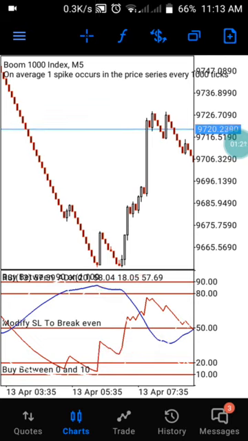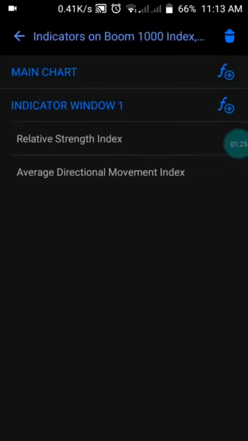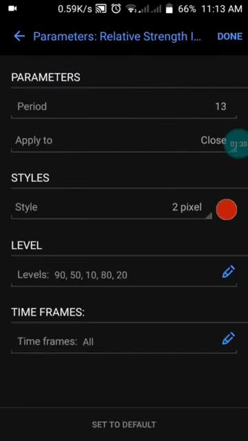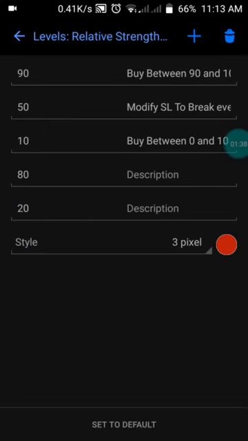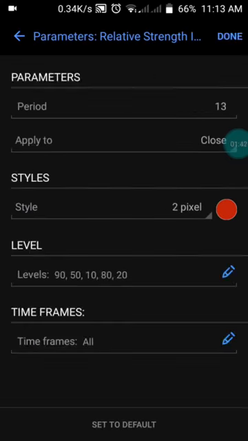So let me show you the settings of the strategy, so that you can also set it up on your phone or your system. We have the RSI, which is the relative strength index. We have the period of 13, apply to close, and the style in red color. I have my levels here, which are 90, 50, 10, 80, 20. You see that?